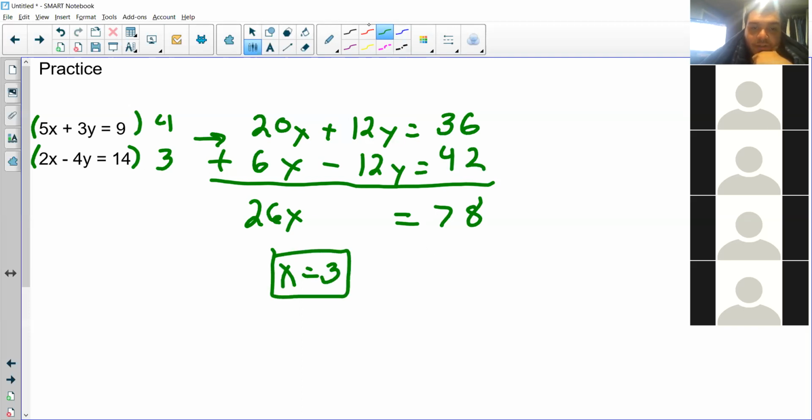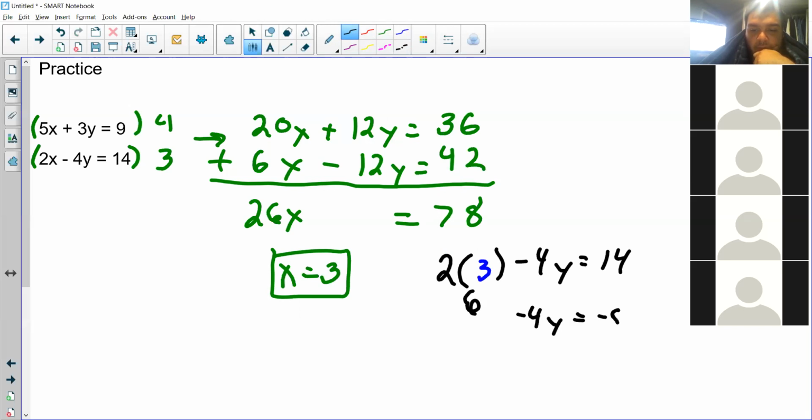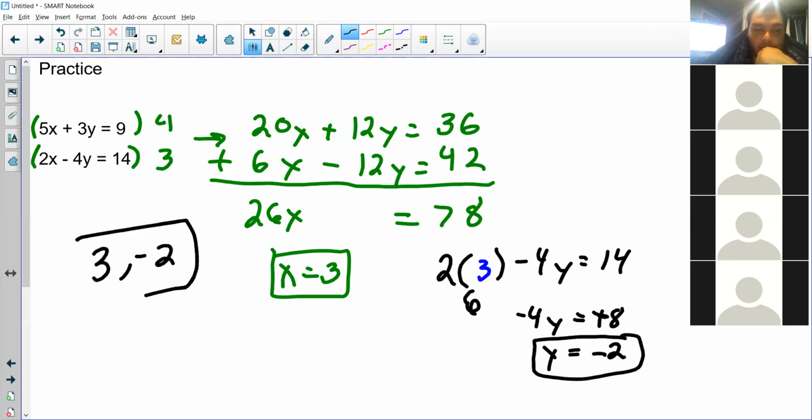Plug it into one of the originals. Seems like the bottom is a little smaller. 2 times the 3 I just found, minus 4y equals 14. That's 6. Subtract 6 on both sides. That's 8. Negative 4y equals negative 8. Or positive 8, my bad. Then y equals negative 2. So 3, negative 2.